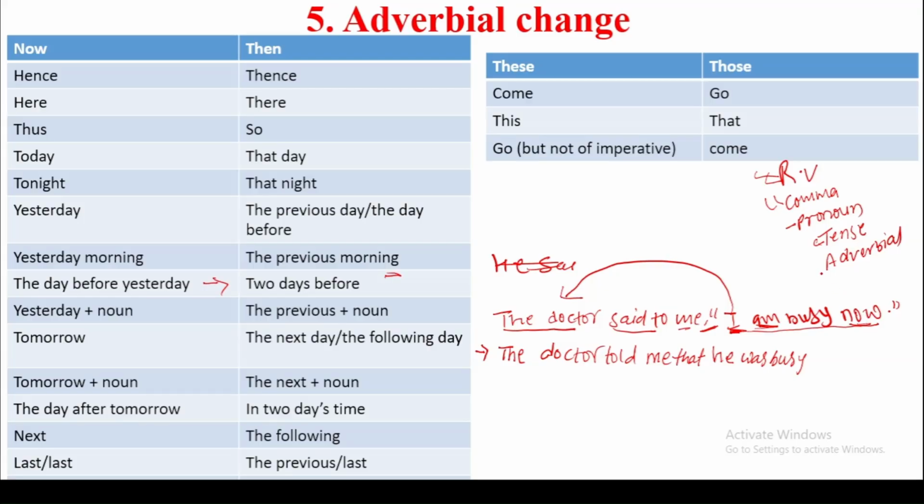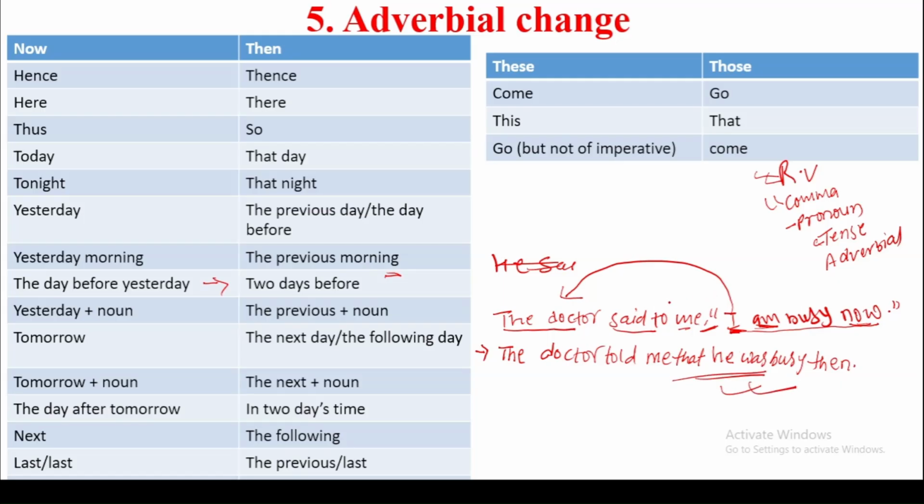Now the last thing is adverbial. The adverbial is now, and now is changed into then. So this is: the doctor told me that he was busy then. This is the correct form of indirect speech.